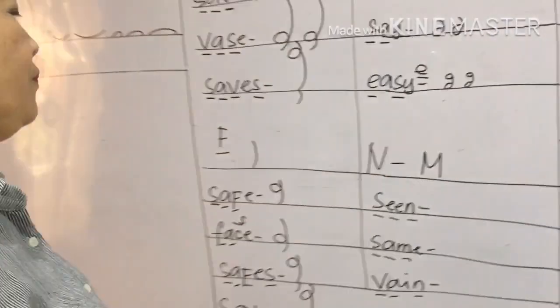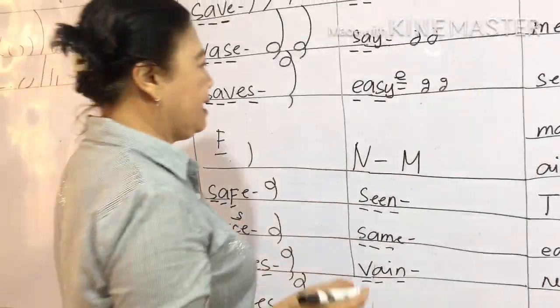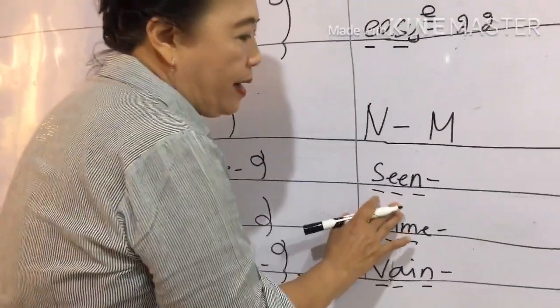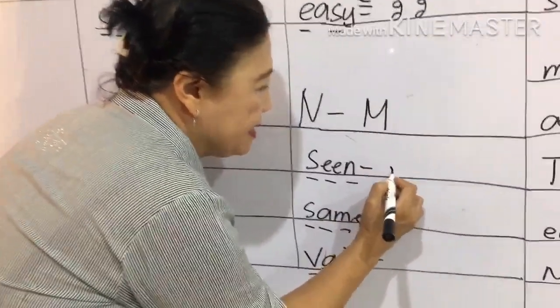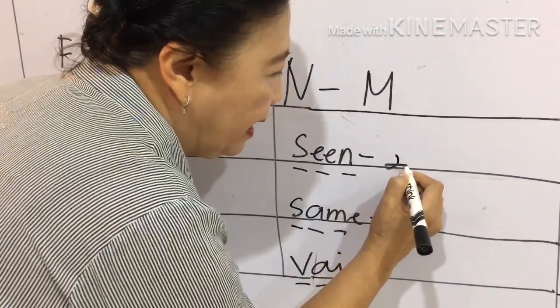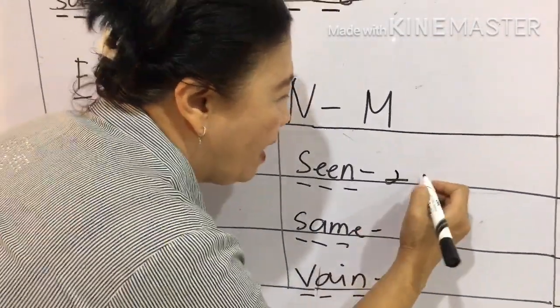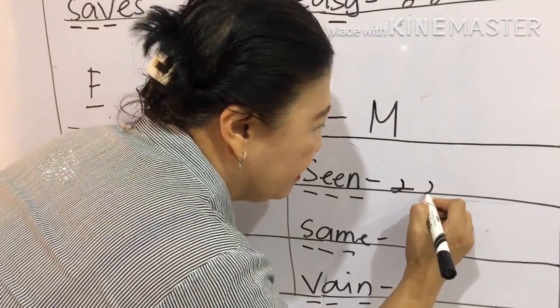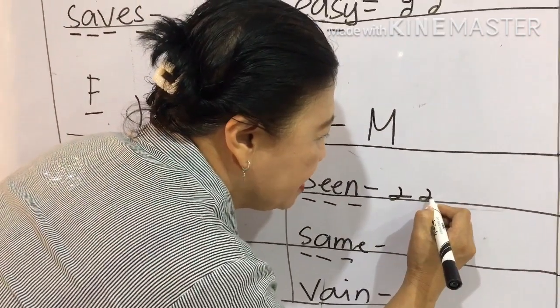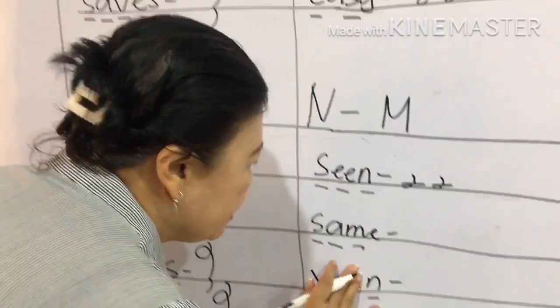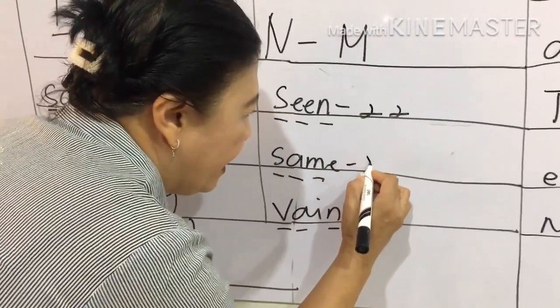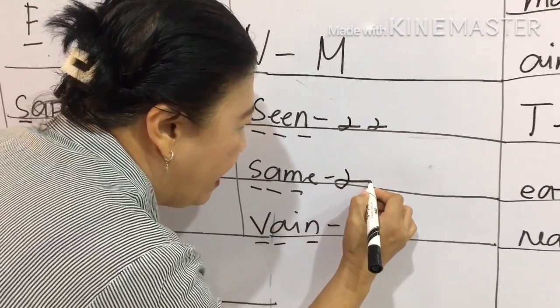Okay, let's proceed to the letters N and M. We have to combine. We have right S, then E, N. Again, we have a quarter space, right S, then clockwise E and N. For the word same, we have right S, A, and M.